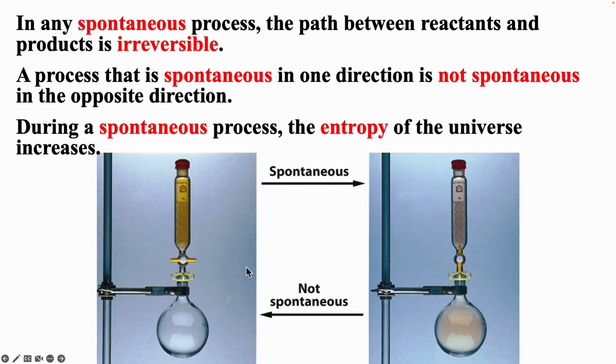You know, this is another picture. So here we have the gas in this tube. There's a valve. This is in vacuum. If we open the valve, the gas gets distributed, increasing the entropy of the universe. And so going from left to right is a spontaneous process. Going from right to left is a non-spontaneous process. Gases do not all of a sudden accumulate in just one side of the container.